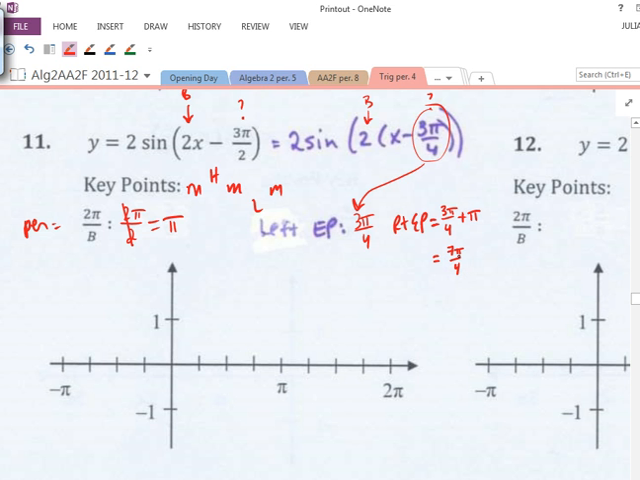Okay? 3/4 plus 1. Right endpoint. What is where the cycle ends? Okay, it starts here. This is where your cycle starts. This is where your cycle ends. Uh-oh, we lost Asia.